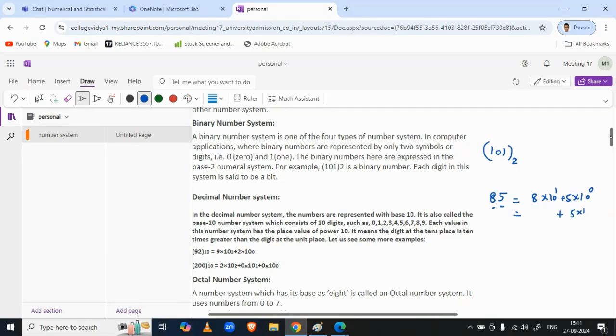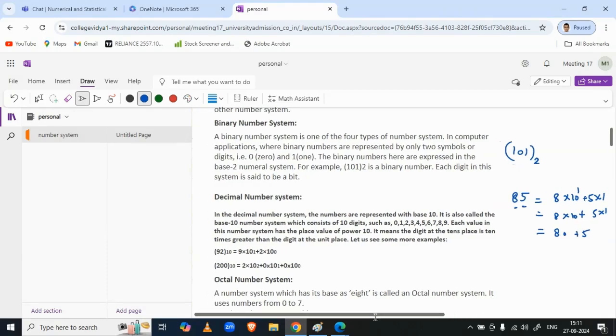So 1 times 5 plus 8 times 10 means 80 plus 5. This is the example of the decimal number system, and how we can write the number using the place value of the power of 10. Now we can proceed to the octal number system.